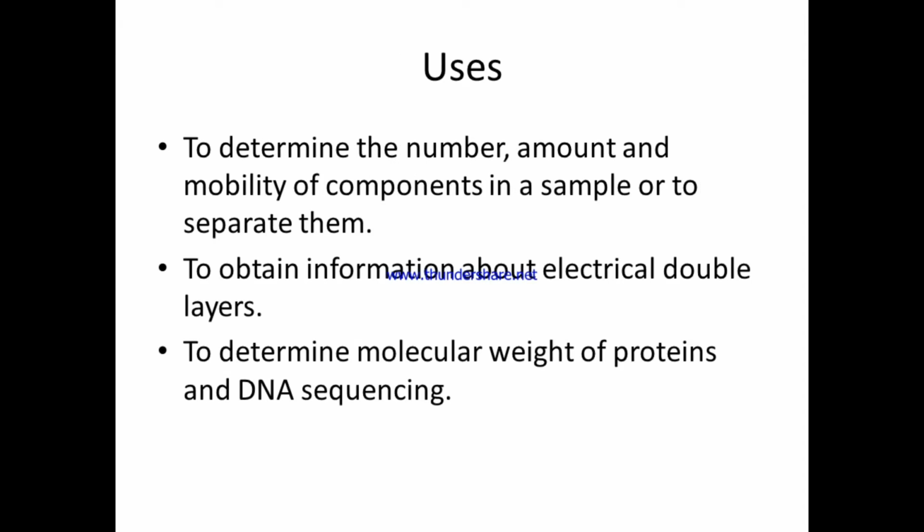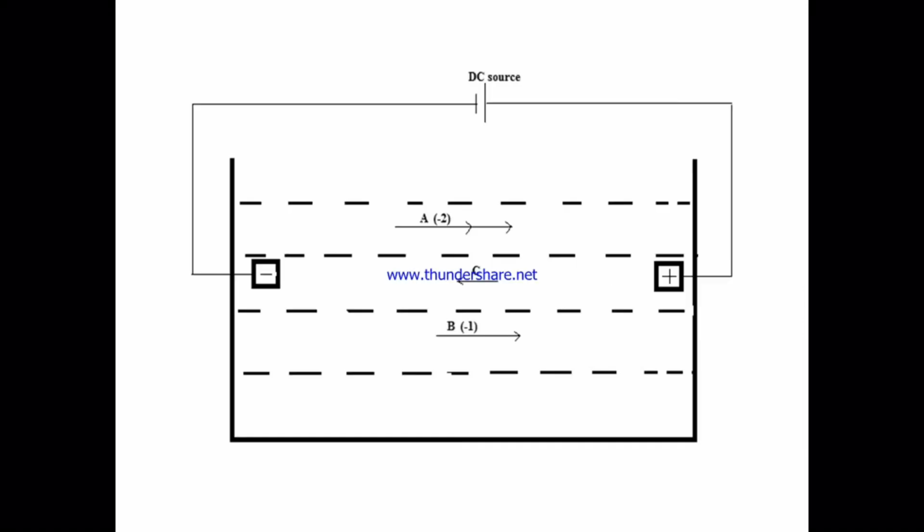The purpose of electrophoresis is to determine the number, amount, and mobility of components in a given sample or to separate them, and to obtain information about the electrical double layers surrounding the particles. Nowadays, it is also used for determination of molecular weight of proteins and DNA sequencing.